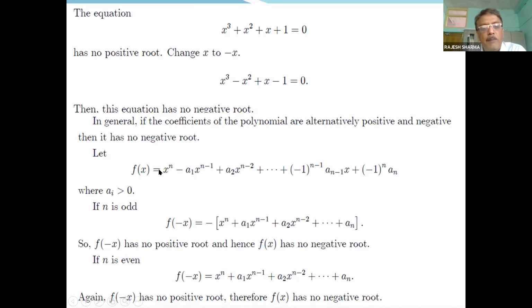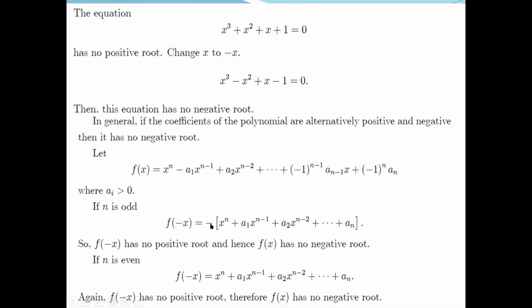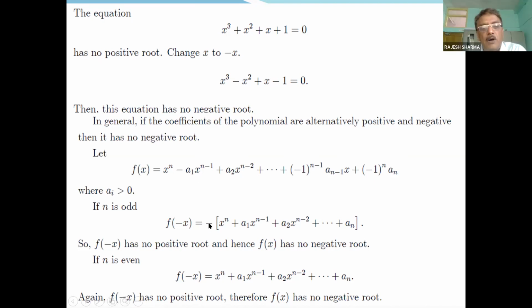N is odd, therefore take minus outside. Here it remains as it is. So we can take minus outside, and inside we have this polynomial. Now this has no positive root because all the coefficients are non-negative. So this polynomial has no negative root because this polynomial has no positive root.